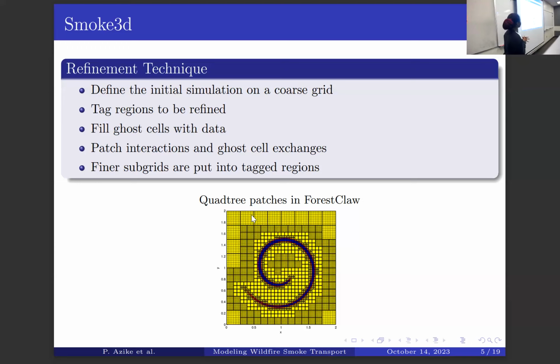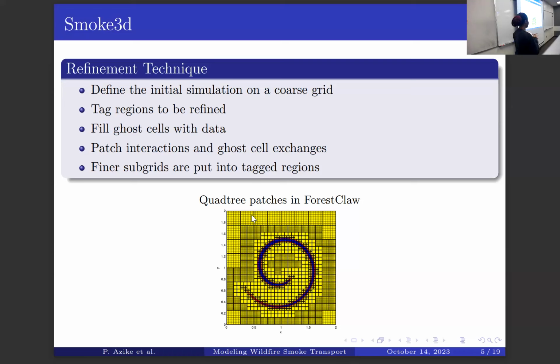First of all, the initial simulation is defined on a coarse grid, which is going to be advanced in time. And then the regions to be refined or coarsened are tagged using certain metrics. You can have user-defined metrics, or you could just set up a threshold and then you check. In our case, we just refine wherever there's smoke. So wherever there's smoke, we refine, and where there's no smoke, we coarsen.